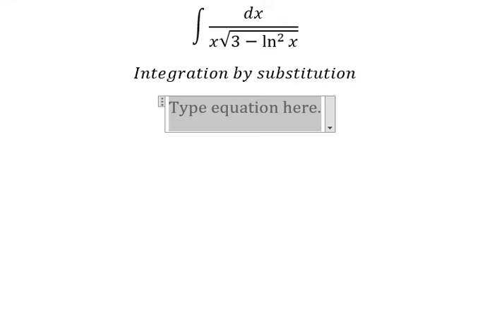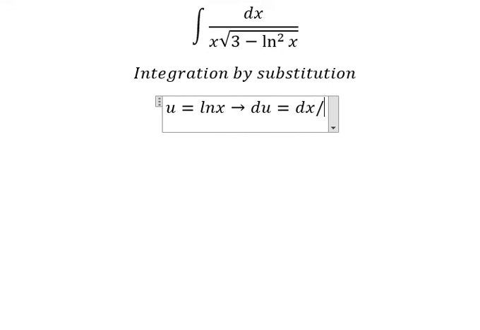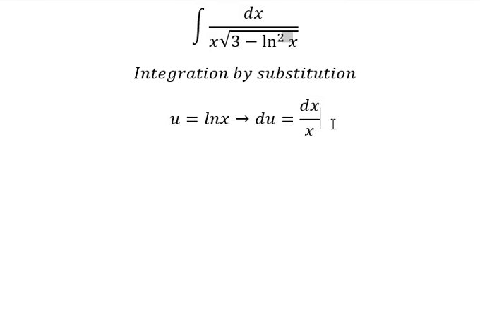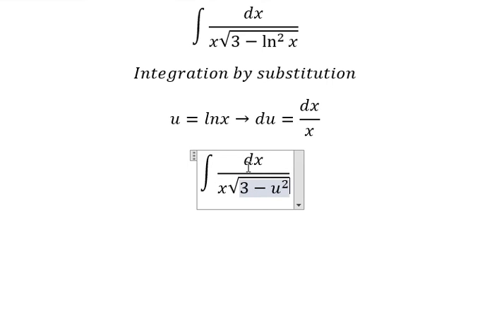So I will put u equals ln(s). Later, we first take the derivative of both sides, and we have du equals ds over s. So this one we change by u, and we have u squared. The ds over s we change by du.